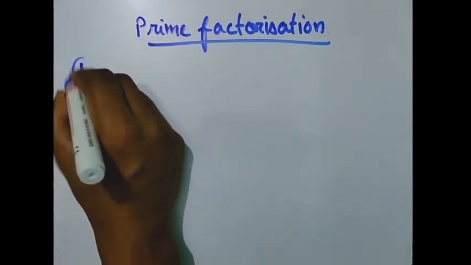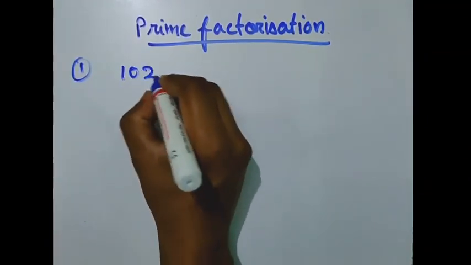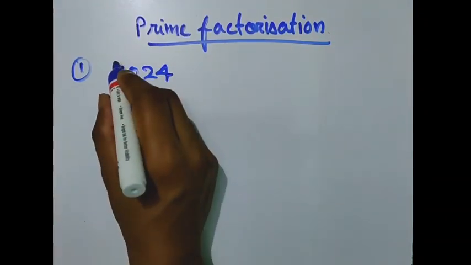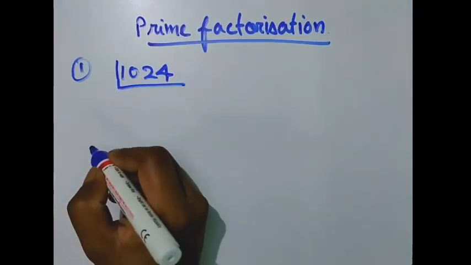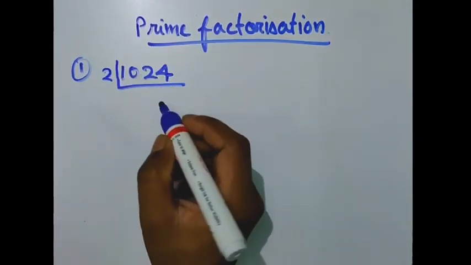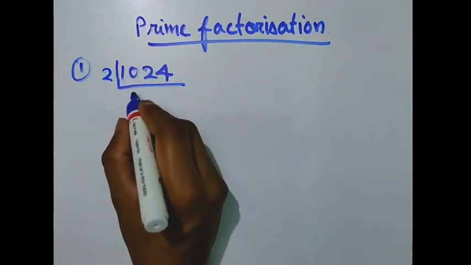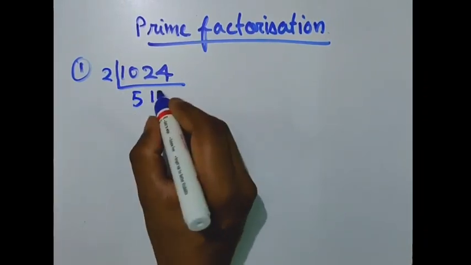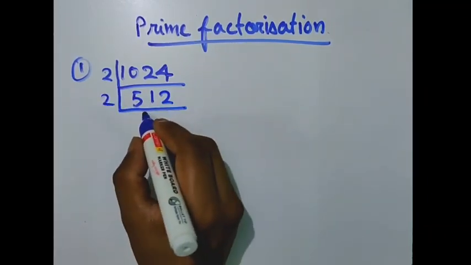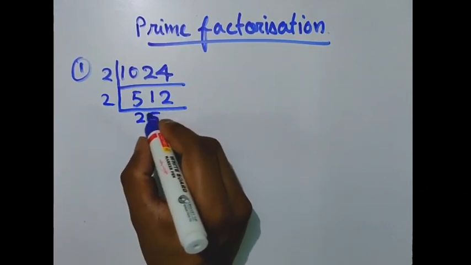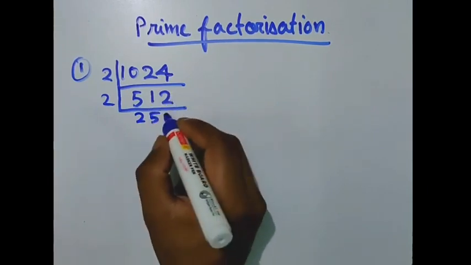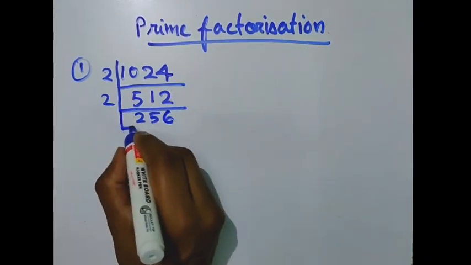Let's take 1024. Let's find the prime factors of this number, or let's prime factorize it. So the smallest prime number that we can divide this by is 2. So 2 will go in 10 5 times. 2 1s are 2 and 2 2s are 4. Similarly, 2 2s are 4, carry 1, and 2 5s are 10, carry 1, and 2 6s are 12.